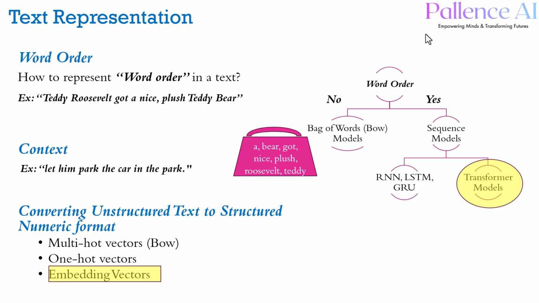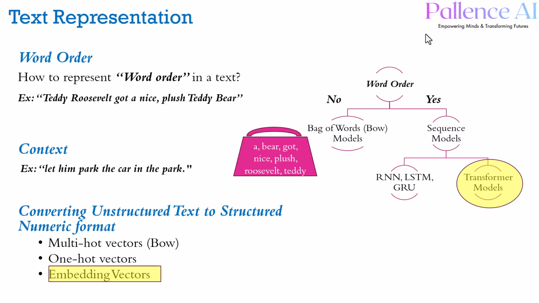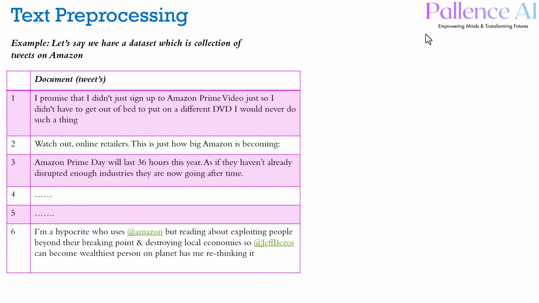Next, let's talk a little bit about text preprocessing. Whether you use bag of words models or sequence models, irrespective of what you do to represent your word order and context, all the text has to be preprocessed first, irrespective of the type of models you choose. So what is this text preprocessing I'm talking about? Let me give you an example with a hypothetical dataset. Let's say we have a dataset which is a collection of tweets on Amazon. Again, these are just simple tweets.